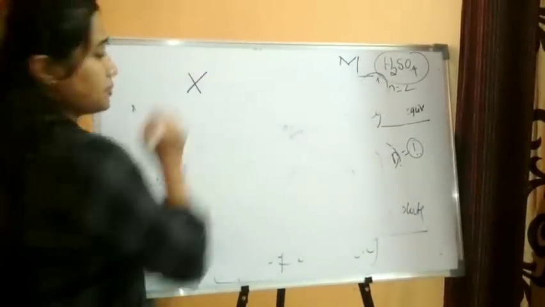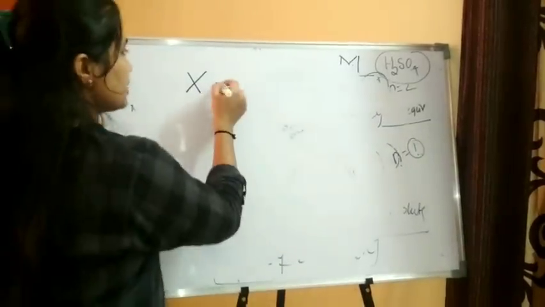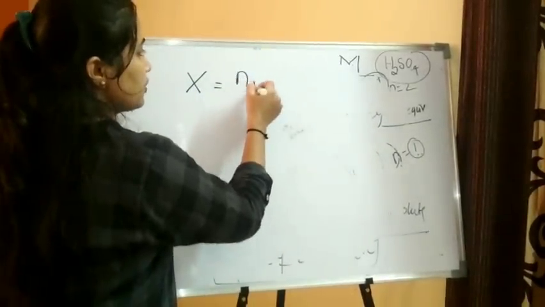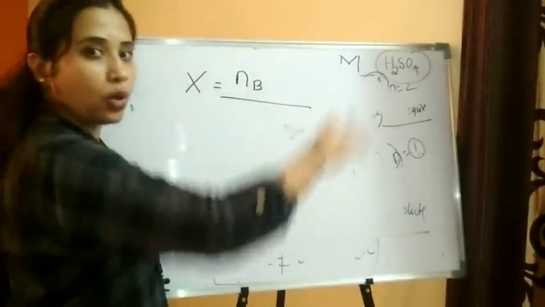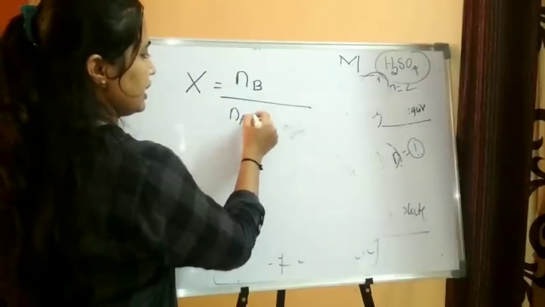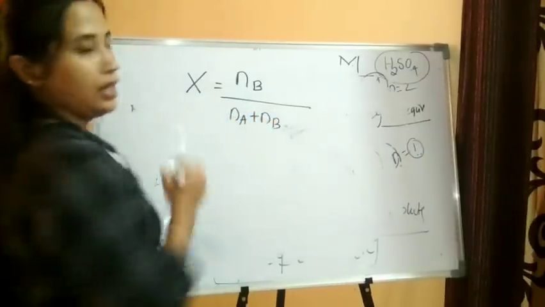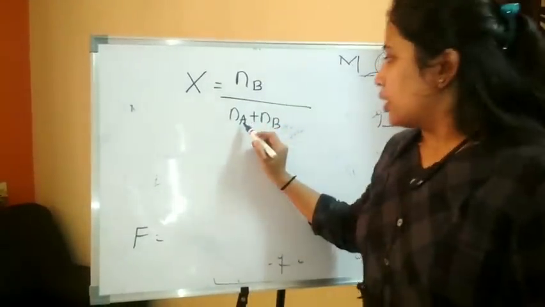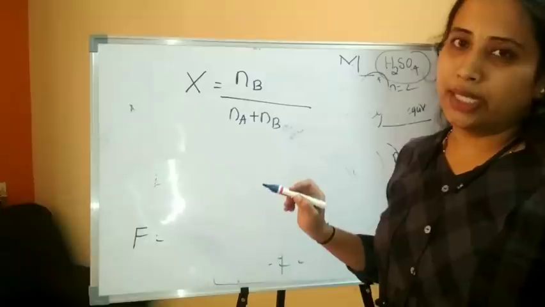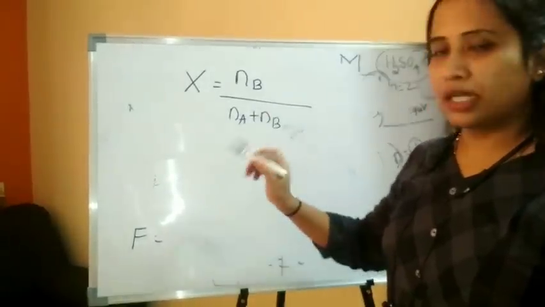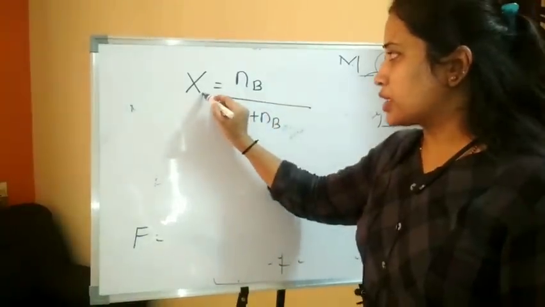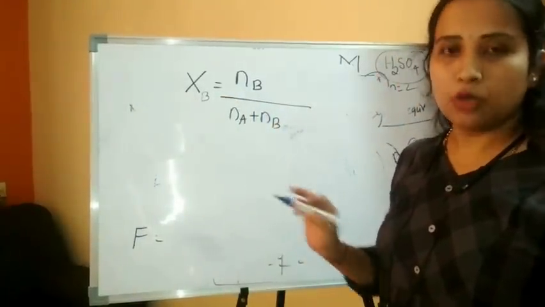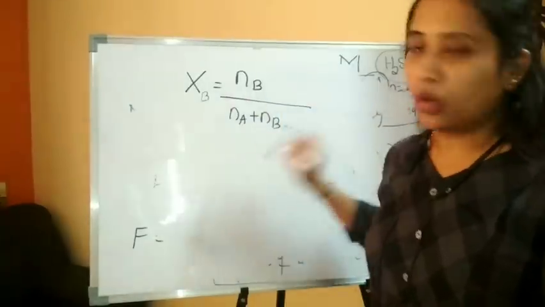So mole fraction is represented by X. As I told, the number of moles in the overall solution means Na plus Nb. This is a standard way of writing. A and B are the two components I have taken, mixed and present in a solution. Now I want to find out the mole fraction of B, how much B is contributing to the overall solution.